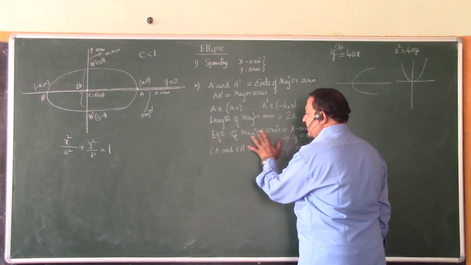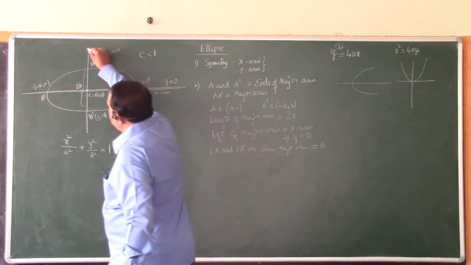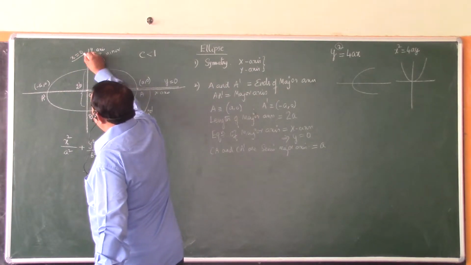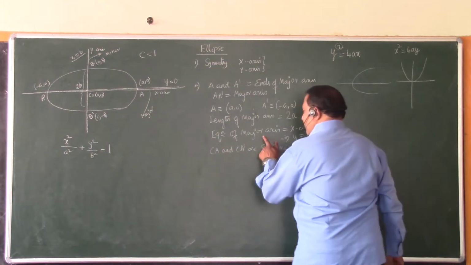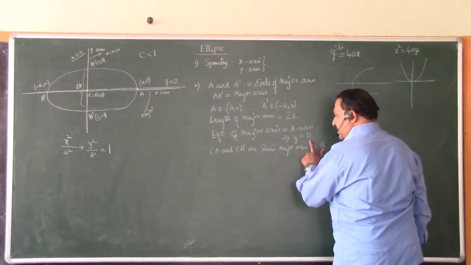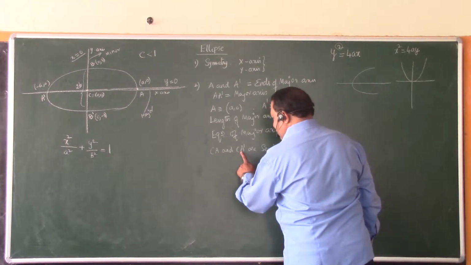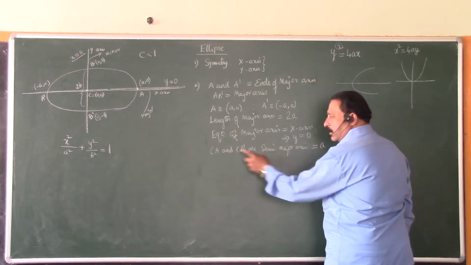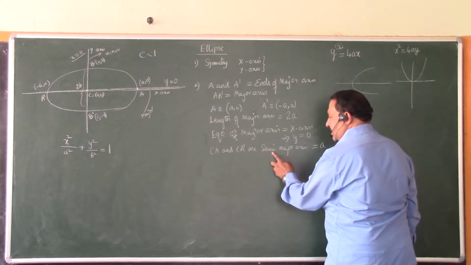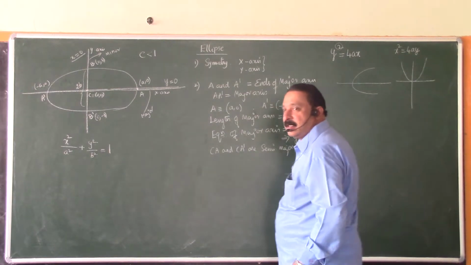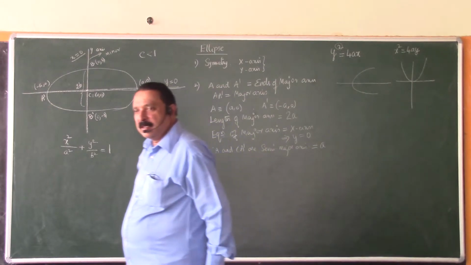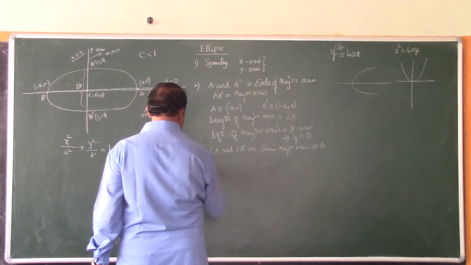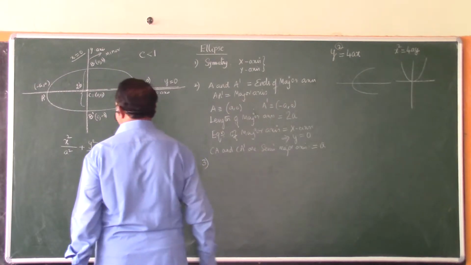Equation of the minor axis. Now which is the minor axis? The y-axis. So what is the equation of the y-axis? x is equal to 0. So here we should write, equation of the minor axis is the y-axis, that is x equals 0. CB and CB dash are semi-minor axes, each of length b. So that is all about the axes. So next, point number 3.